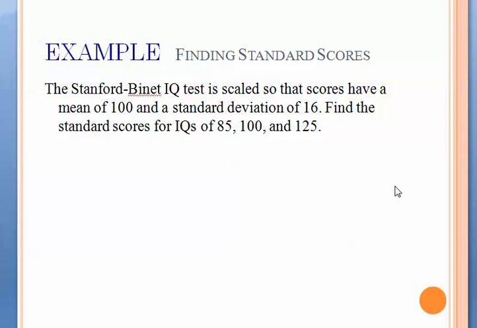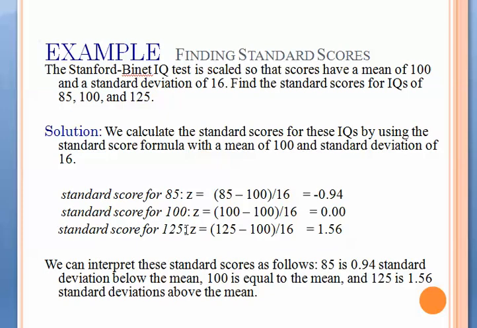Here's another example for finding z-scores. The Stanford Binet IQ test is scaled so that scores have a mean of 100 and a standard deviation of 16. Let's find the standard score or z-scores for IQs of 85, 100, and 125. So basically, to find the z-scores for these IQs, we use that formula. We subtract the mean from the data value, and we divide by the standard deviation.